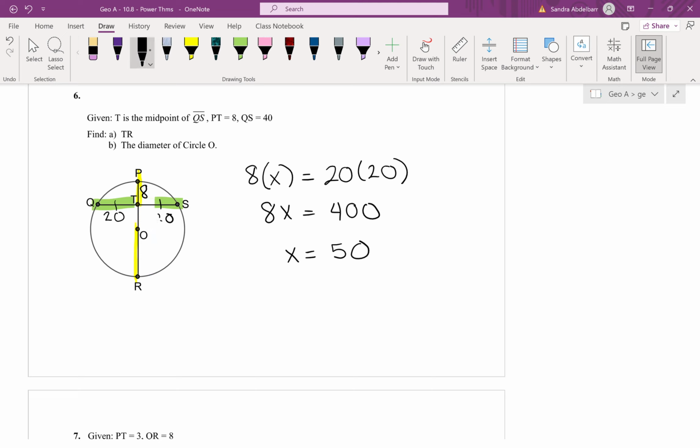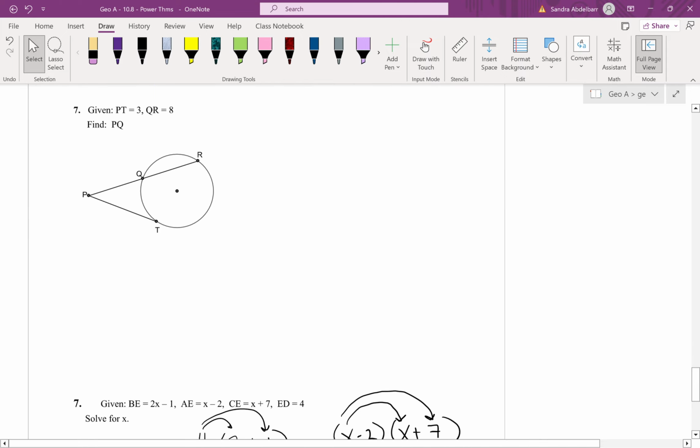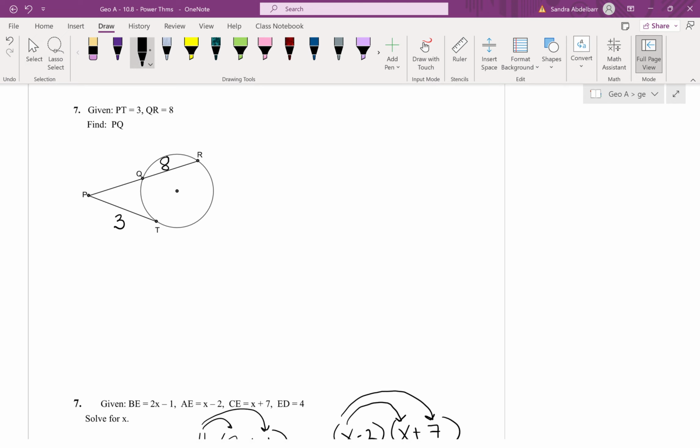All right, what does that mean? That means this whole thing is 50. So now they're saying, well, TR is 50. What is the full diameter? Well, isn't the full diameter P to R, since it goes through the center of the circle? So the full diameter is not 8, it's not 50, it is 58. All right, let's look at number 7. So for number 7, PT is 3, QR is 8, and we want to find PQ.